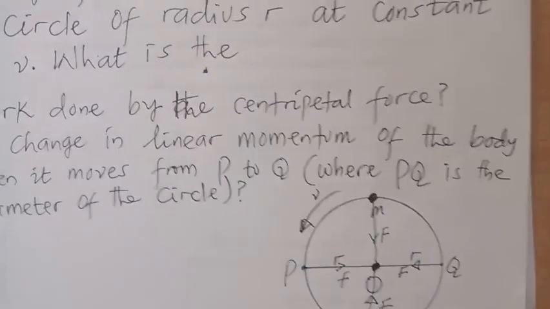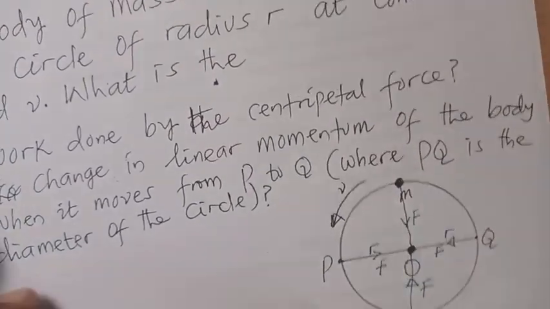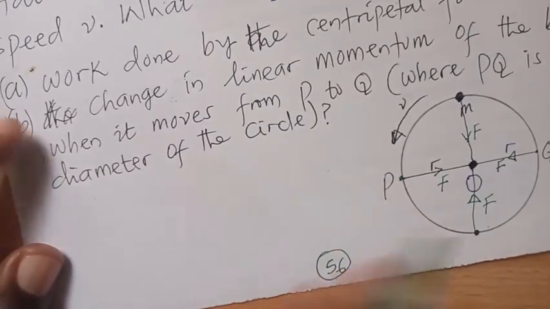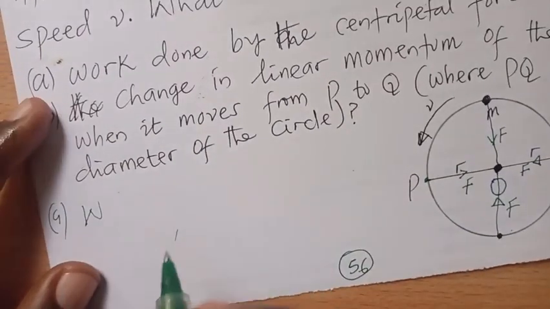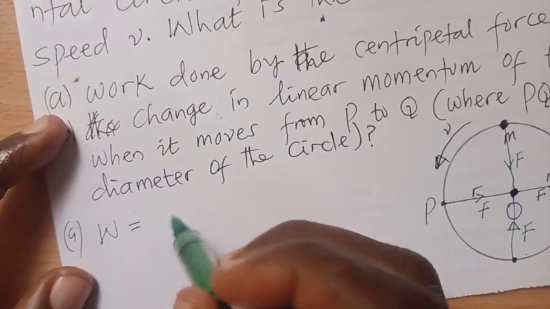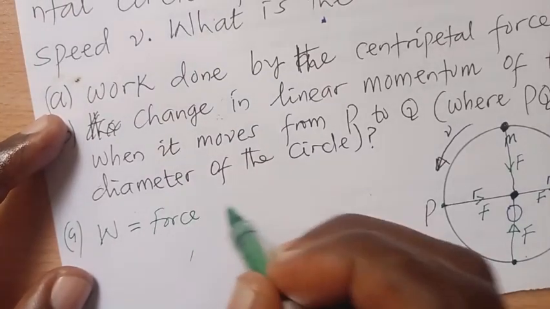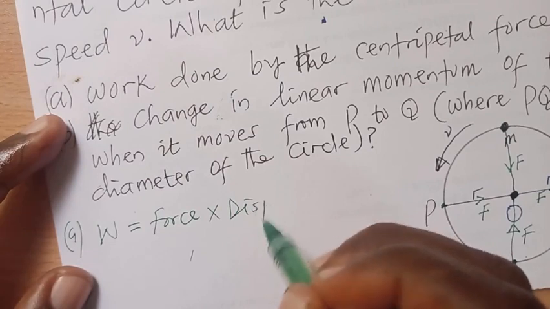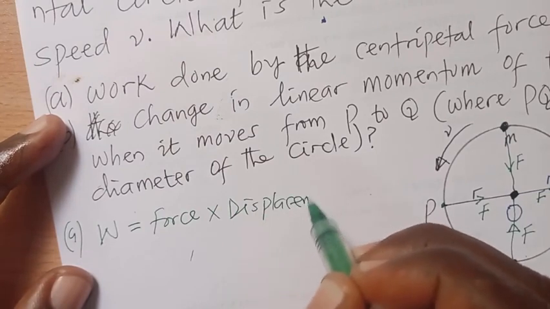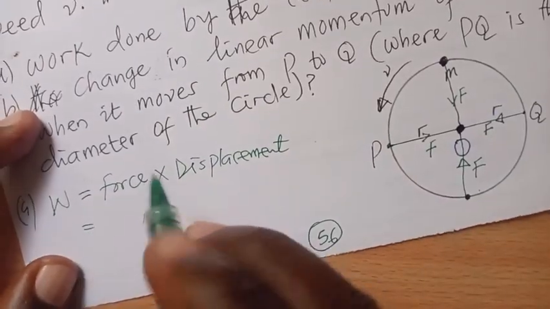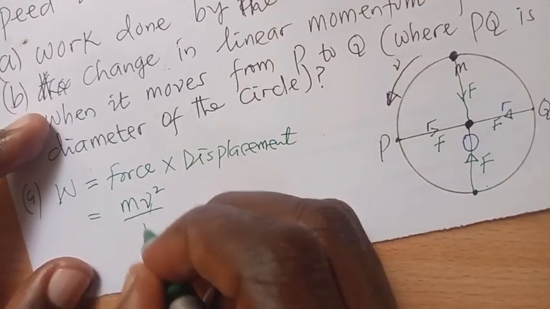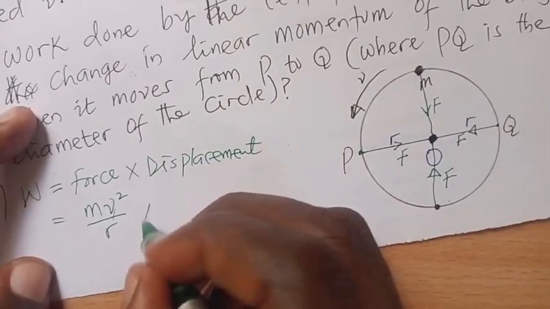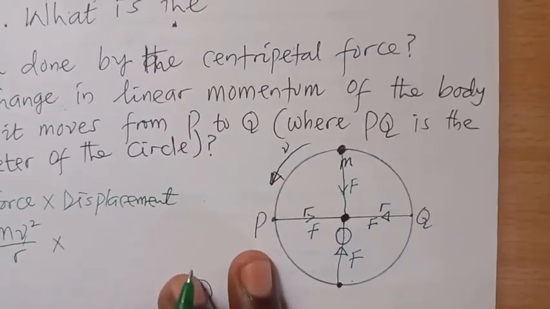To answer that question, remember the formula for calculating work. This is part A, our solution for A. We know that work is force times displacement. Please don't say distance, displacement. We know that the force is a centripetal force, and centripetal force is mv square over r, multiplied by the displacement.